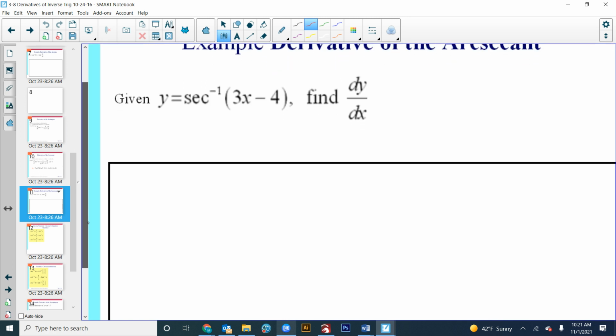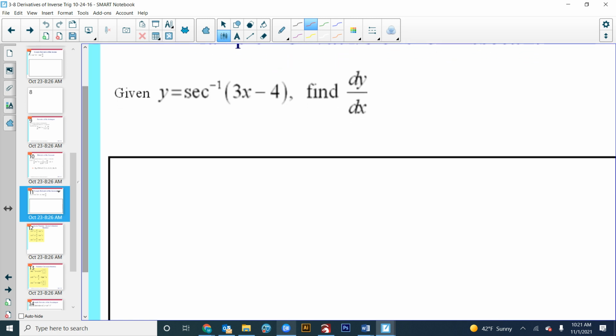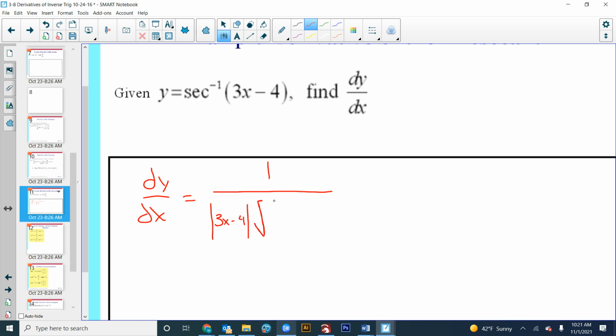All right. The derivative of secant inverse is 1 over the absolute value of, in general, u, and our u is 3x minus 4, times the square root of... Now, the thing you have to be careful of as you're studying this is: is it u squared minus 1 or 1 minus u squared? So we get 3x minus 4 squared minus 1, times the derivative of the inside, which is 3.